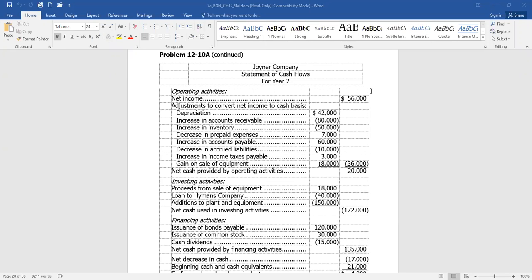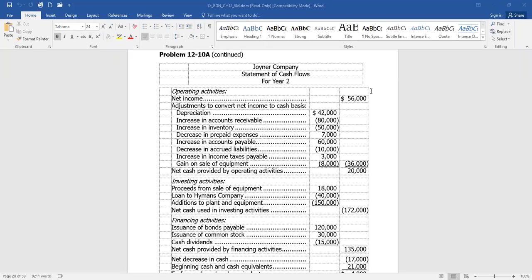But since they use accrual method, we need to reverse the effect of the accrual method and convert it into a cash method amount. So how do we do that? Well, we start with net income. And within our income statement, on each of those items, sales, cost of goods sold, gross margin, etc., there could be a cash component and a non-cash component.